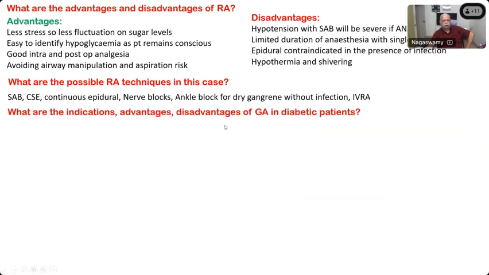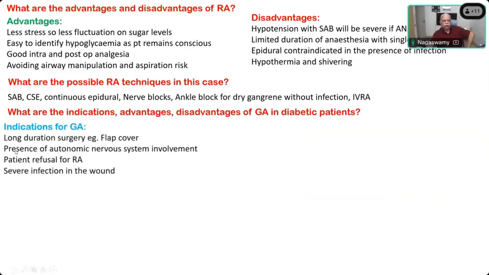Indications, advantages, and disadvantages of GA. So more stress and more fluctuation in the sugar level and difficulty in identifying. Indications are first, long duration surgery, like flap cover or microvascular surgery, presence of autonomic nervous system involvement, the patient refusal of RA, and severe infection in the wound. All these things indicate that you have to go for GA rather than RA.